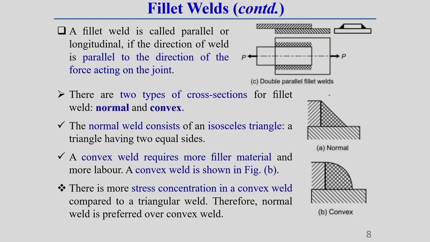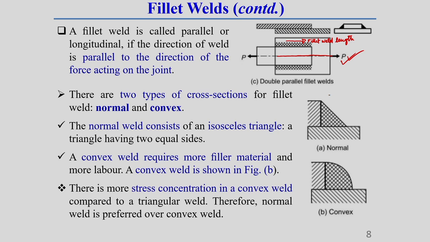Now I am going to discuss longitudinal plate weld. In a longitudinal plate weld, the loading direction is parallel to the length of the plate. You should keep this in mind. A plate weld is called parallel or longitudinal if the direction of the weld, that means here the direction of weld is this direction, is parallel to the direction of the force acting on the joint. Here you see this force is acting, this is the force line of action, which is parallel to the plate weld length. So here the loading direction and the plate weld length direction are parallel to each other. These types of plate weld are known as longitudinal plate weld, or parallel plate weld.